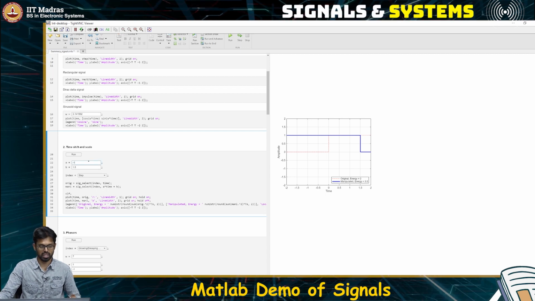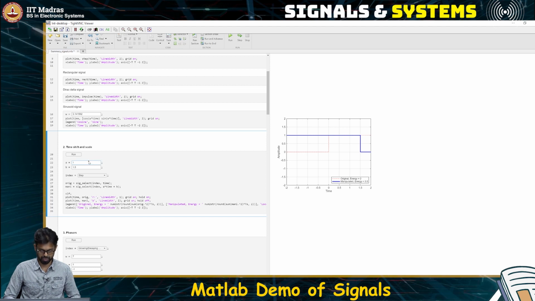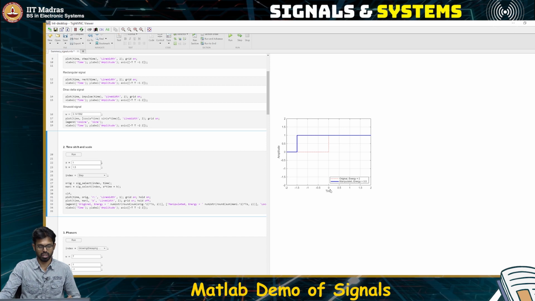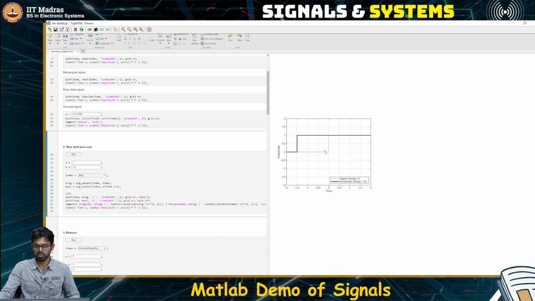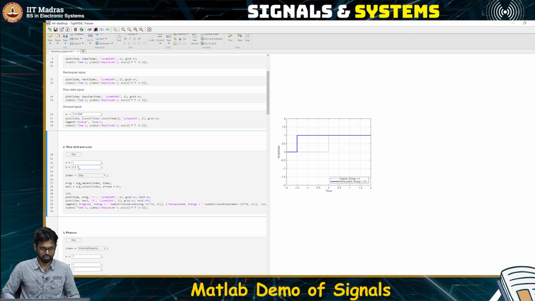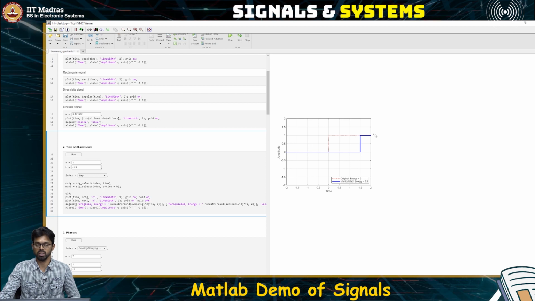Now let us say that there is no time reversal or there is no time scaling. So we are shifting it by 1.5 plus 1.5, so the signal has moved to the left. Okay, what if it was minus? As you can see, the signal has moved to the right.